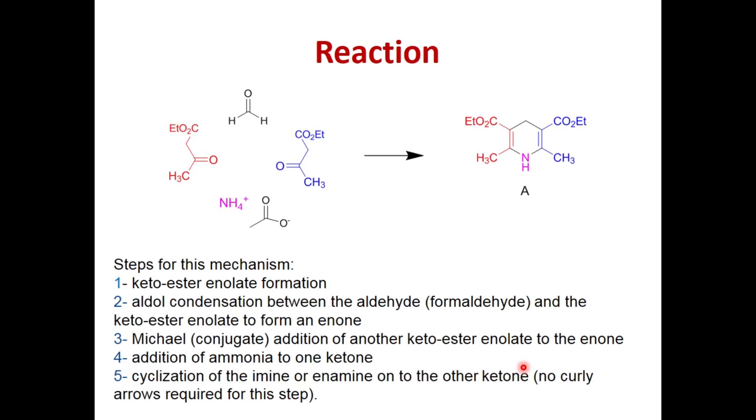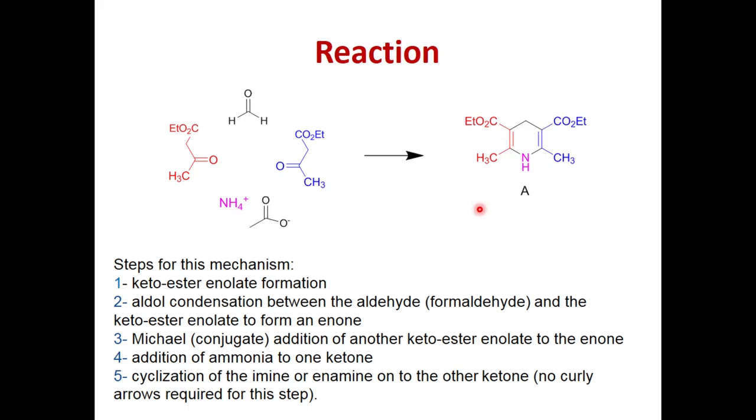Okay, there's a few steps to this synthesis, and you can see on the left here we have our different starting materials, and there we have our 1,4-dihydropyridine compound A on the right. And you can see we have them color coded, so you can see where the atoms map onto the product in terms of red mapping to red, blue to blue, purple to purple, and black to black.